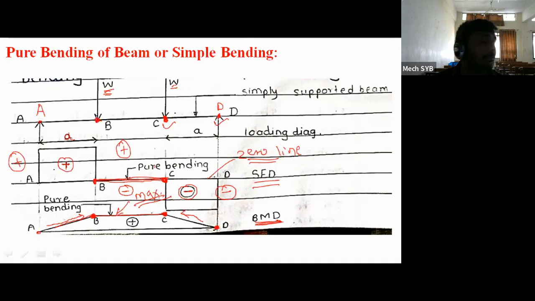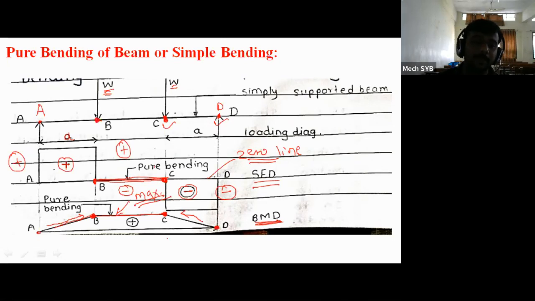Means we can say that your beam is subjected to the pure bending. I have told, whenever we have to calculate the bending stress value, effect of shear force, effect of shear stress is neglected or considered? During the bending stress calculation, the effect of shear we are considering or not? We are not considering the shear force value. We are not considering the shear stress value during the bending stress calculation. Getting?